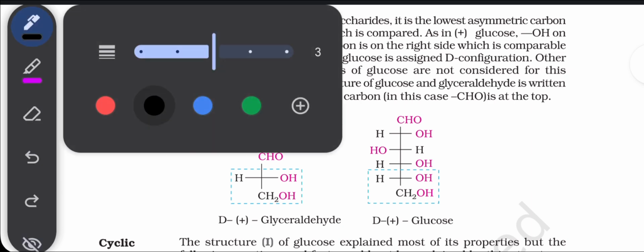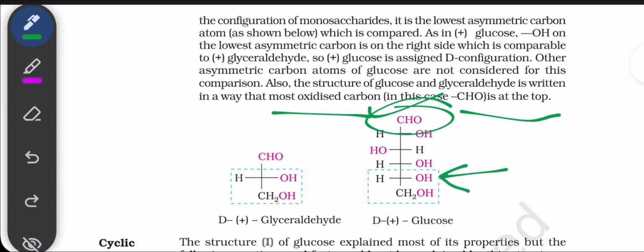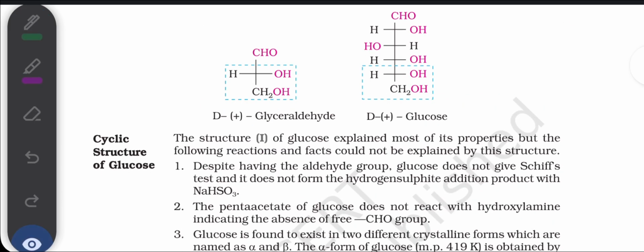What does this mean? Let's read it once again. It is the lowest asymmetric carbon atom which is compared. The highest position is given to the CHO group, right? The lowest is on the right side, which is compared to the plus. Other asymmetric carbon atoms of glucose are not considered for this comparison. Also, the structures of glucose and glyceraldehyde are written in a way that the most oxidized carbon, CHO, is at the top. So this is the highest, and here is the lowest asymmetric carbon, and OH is on the right side. So this is plus glucose and this is plus glyceraldehyde. So yeah, it's clear now.